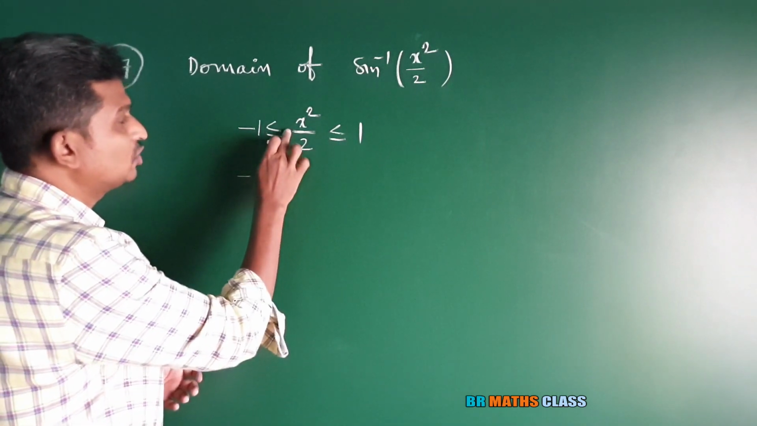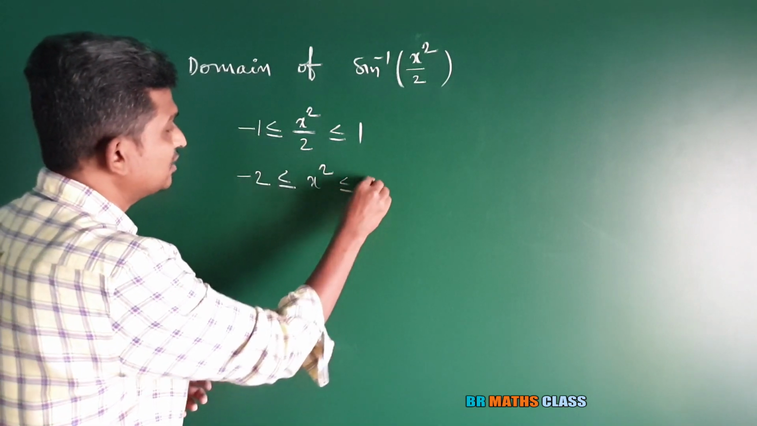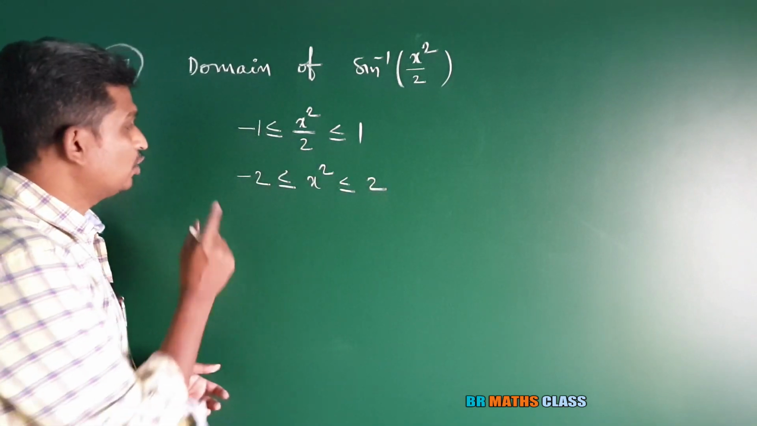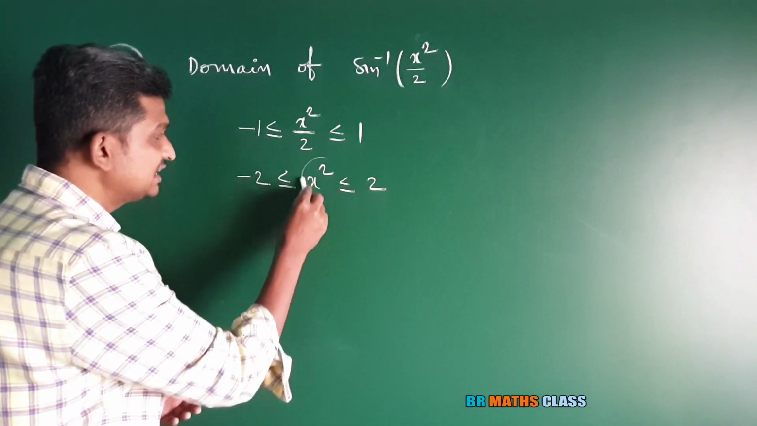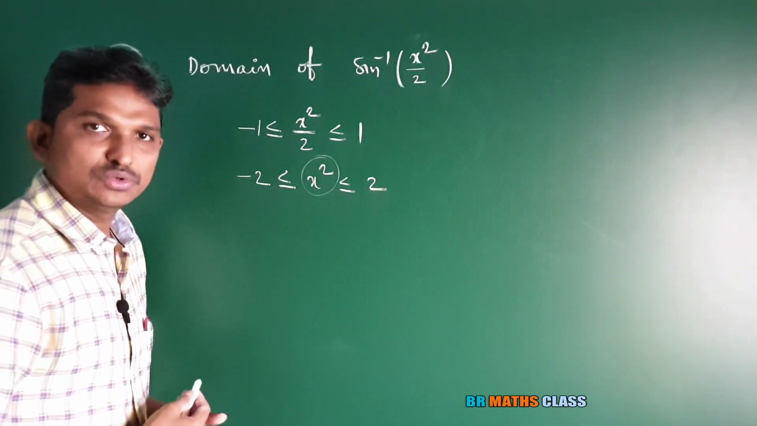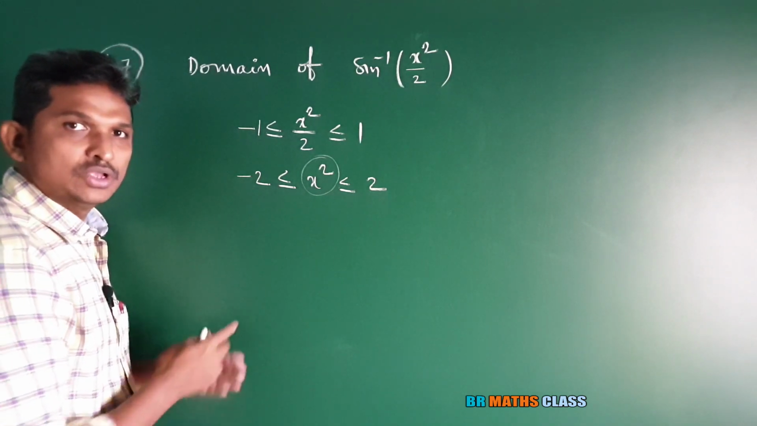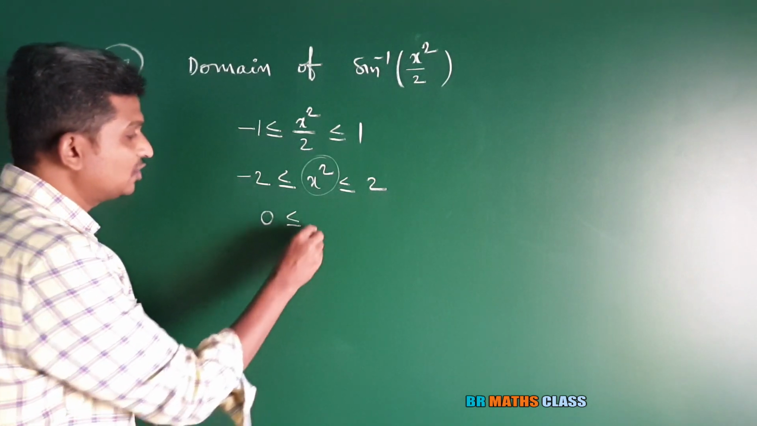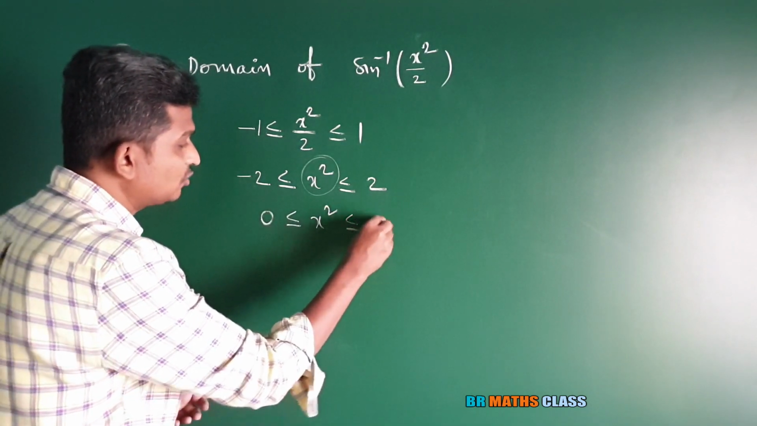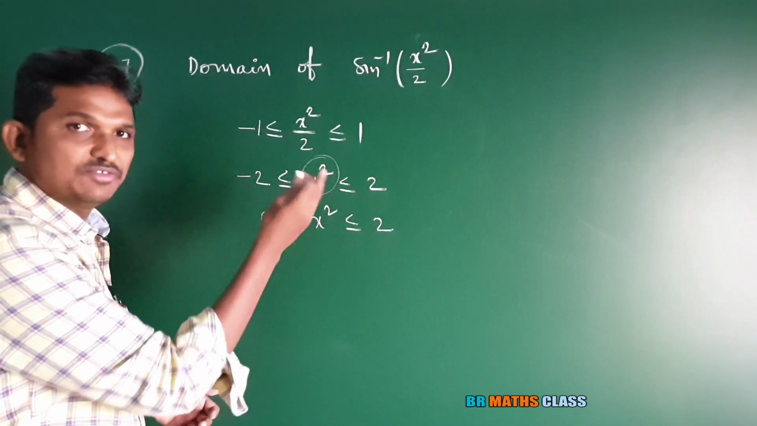Multiply this complete inequality with 2. Minus 2 less than or equal to, when I multiply here with 2, 2 will get cancelled, x square less than or equal to 2. Now I got like this, minus 2 less than or equal to x square less than or equal to 2. You observe here, x square is always positive, there is a chance of 0. So x square values will never be negative. So further I can simplify this a little bit. How? 0 less than or equal to x square less than or equal to 2. X square value possibility of 0 or more than 0, but it never be negative.